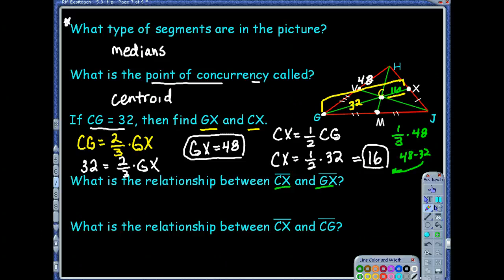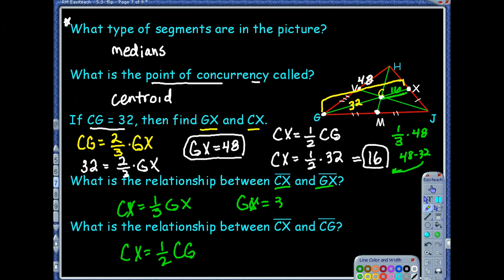Well, we kind of said something earlier. CX was a third of GX. And what's the relationship between CX and CG? CX was half of CG. And you could flip that. If I said, what do I know about GX compared to CX? I would know GX was 3 times CX, and CG is 2 times CX. It just depends on how you want to word it.